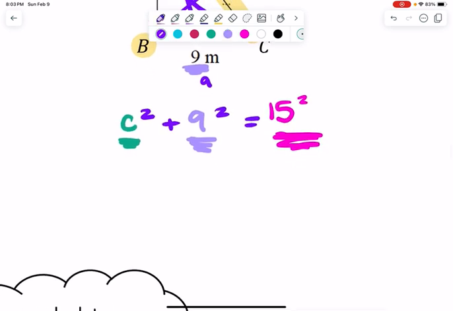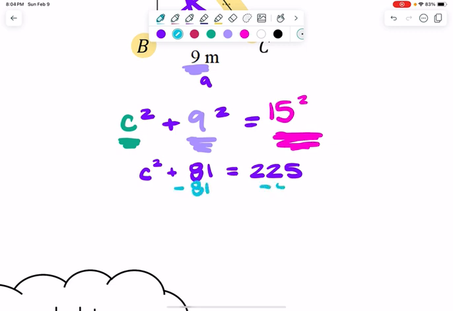When we are solving equations, remember, we're trying to simplify both sides first. So I know 9 squared is 81. I know 15 squared is 225. And I've simplified both sides as much as possible. Now I want to get my variable alone. I do that by subtracting 81 from both sides first. And I get c squared is equal to 144.